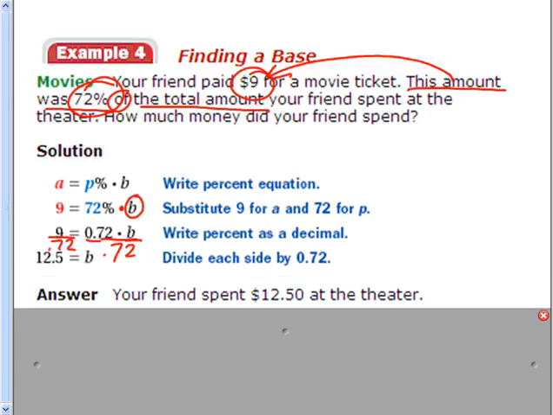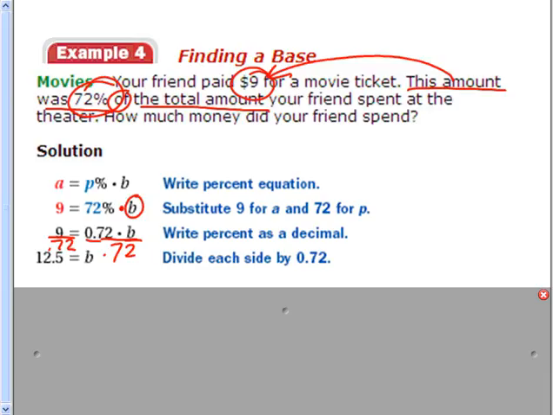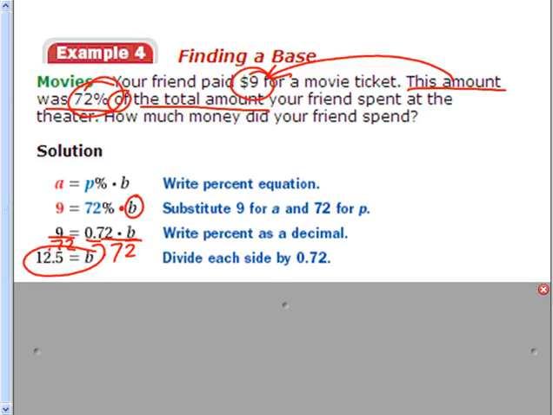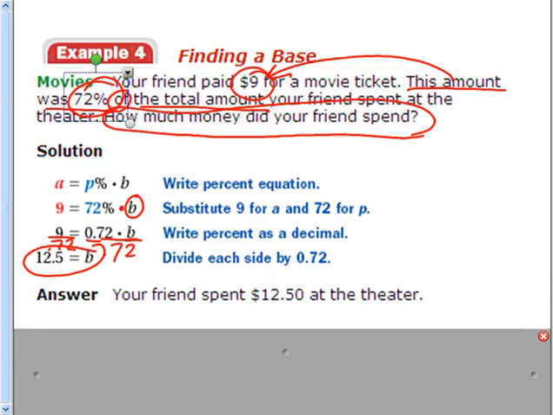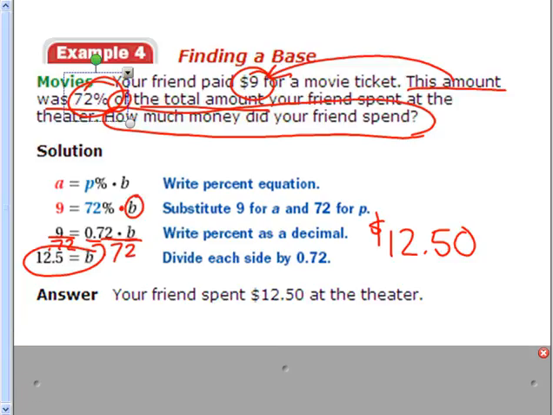That division could have been done on a calculator. There are ways of doing that on paper. We will explore ways of doing it on paper as well as on the calculator. But when you get that division done, you end up with 12 and a half being B, or the base. Now, what does that mean in this case? B is the base, or the whole. Go back to the question, how much money did your friend spend? What's the whole amount he or she spent? Answer, your friend spent $12.50. So they took 12.5, added a 0 to make it look like money, and a dollar sign, $12.50 at the theater. So there's an example of finding a base.